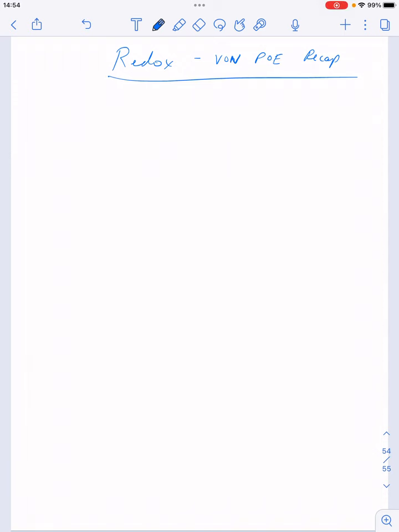Okay, this is a redox recap, a von Poe recap, so looking at voltaic cells and electrolytic cells and all the mnemonics that can help us decipher what's going on here. Also a little bit about section 24 and some general trends that they will expect you to know that connect with the activity series and table 24.